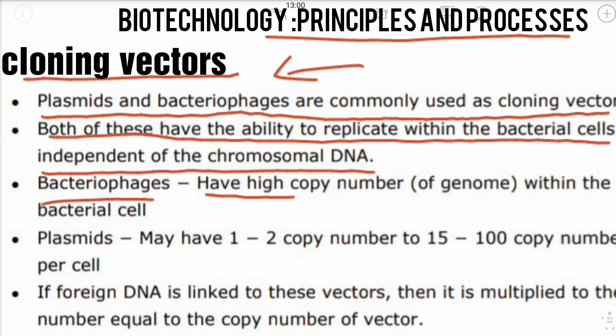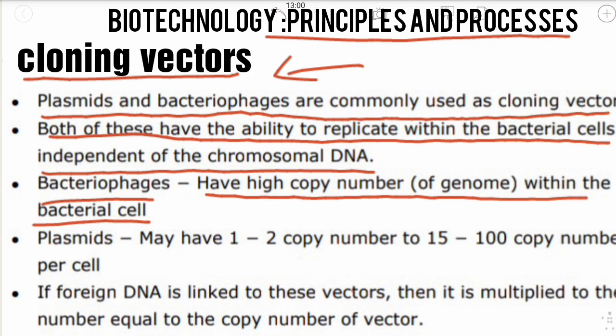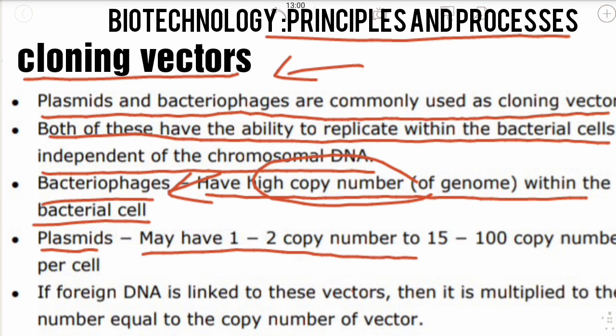Bacteriophages have a high copy number of genome within the bacterial cell. If you want a high copy number of genome, then you should choose a vector which supports the high copy number. So bacteriophage has a high copy number of genome. Plasmids can have 1 to 2 copies, or up to 15 to 100 copies, per cell.